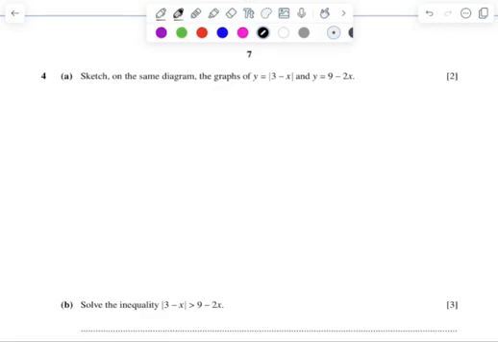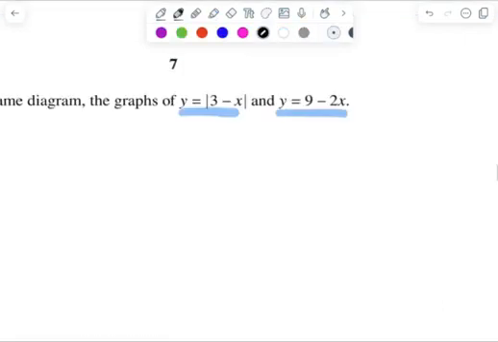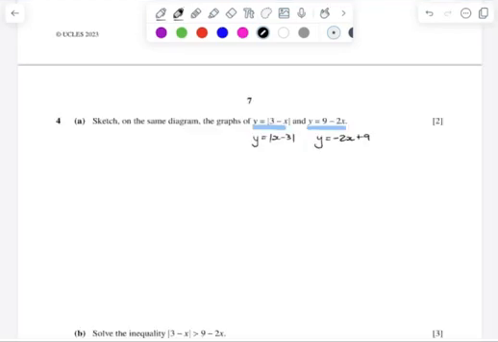Okay, let's go. Sketch on the same diagram the graphs of these two. The first thing I want to note here is I've got a mod and I've got a straight line. The way these are written is a little bit funky, so I'm just going to rewrite this. Because it's a mod, you can swap the x and y around. And this one I'm going to write as -2x + 9. That's just the format that I understand better.